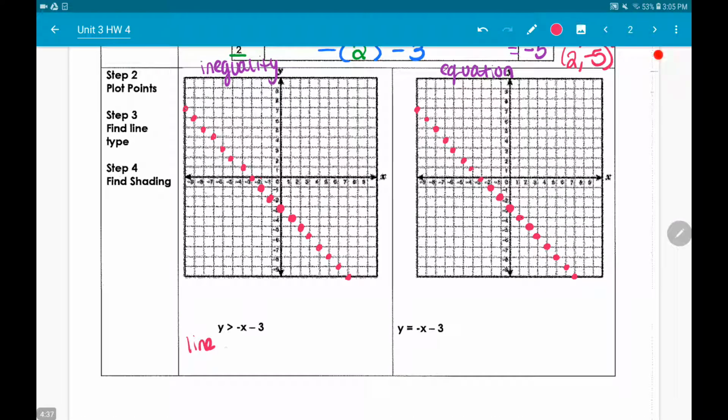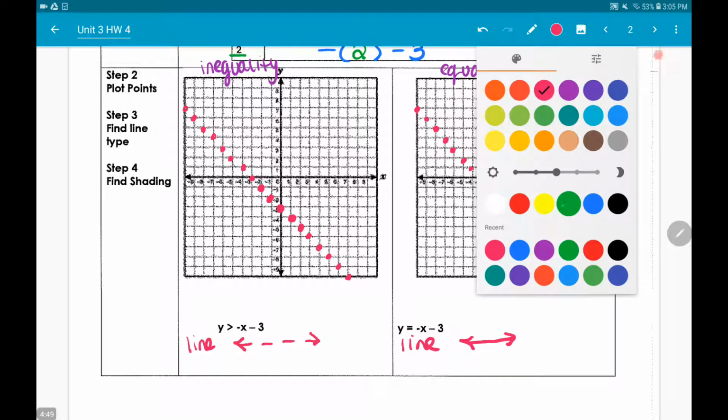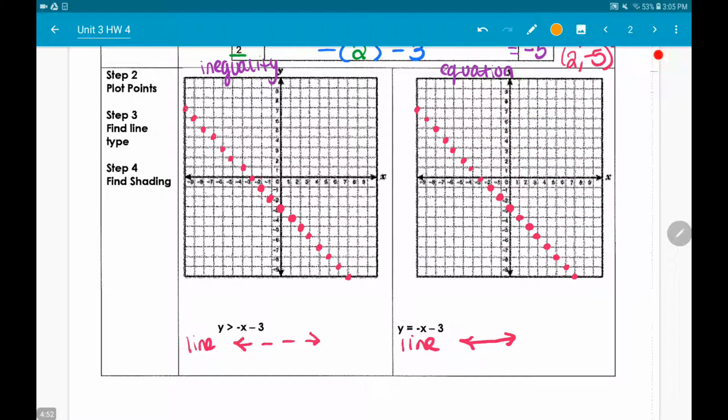What is my line type? My line type for this one is open, and my line type for this one is closed. So I'm going to go ahead and draw that in. This one is open. And this one is closed.